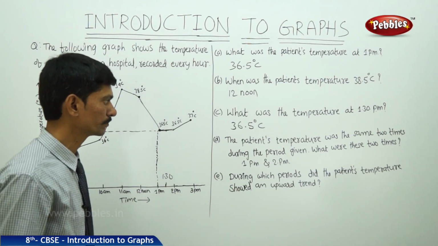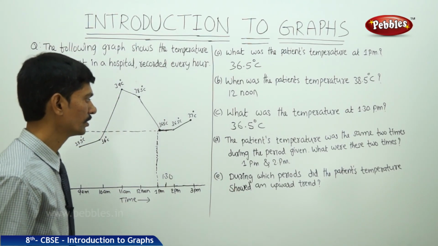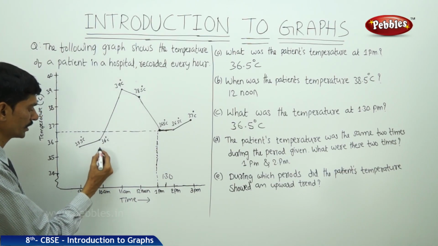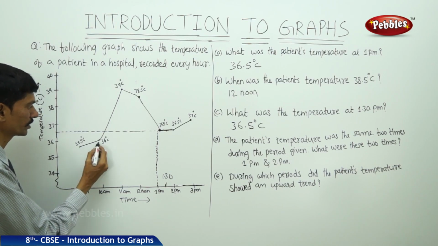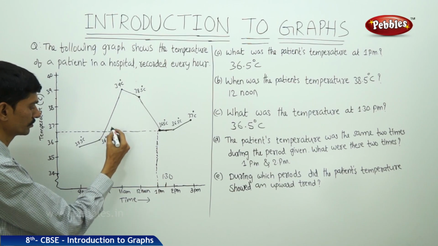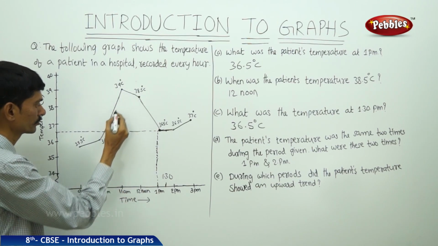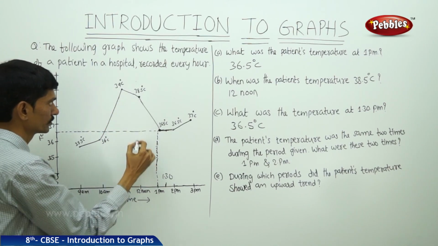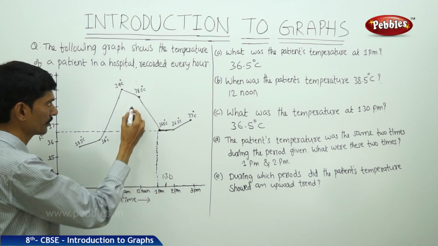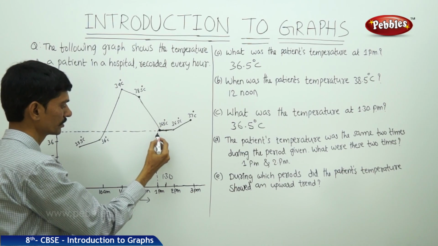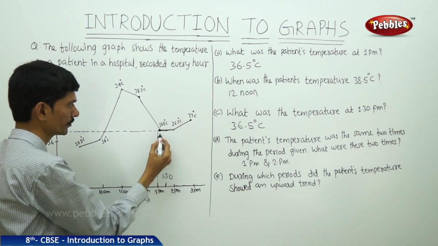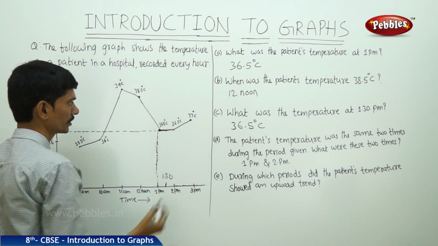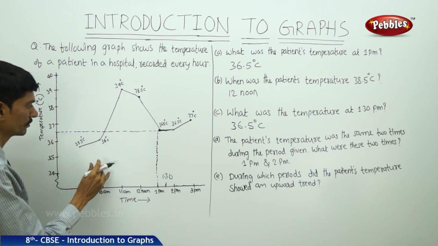Now see the next question. During which periods did the patient's temperature show an upward trend? Upward trend means the temperature increases. So from 9 am to 10 am the temperature increases, and again from 10 am to 11 am also the temperature increases. Since then the temperature was decreasing, from 11 am to 12 noon, and again from 12 noon to 1 pm also the temperature decreases. From 1 pm to 2 pm the temperature is the same, and again from 2 pm to 3 pm the temperature increases.